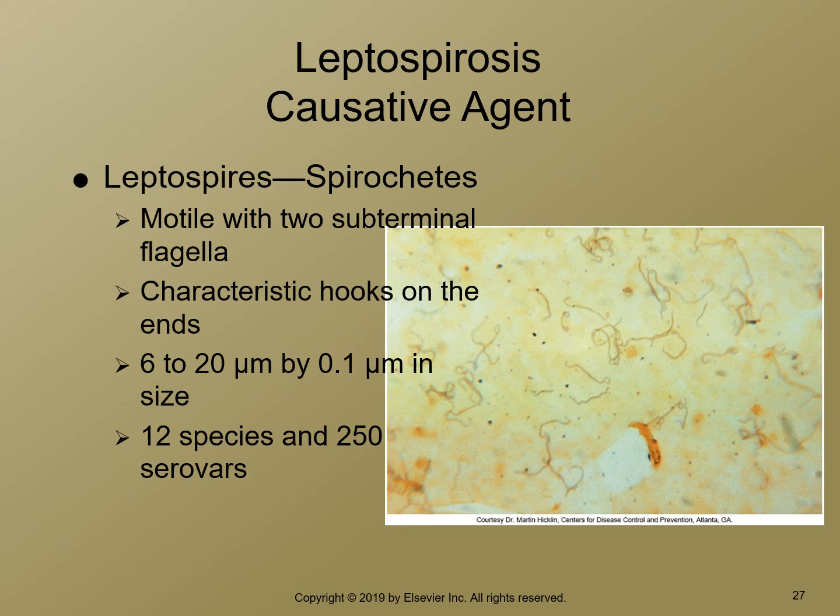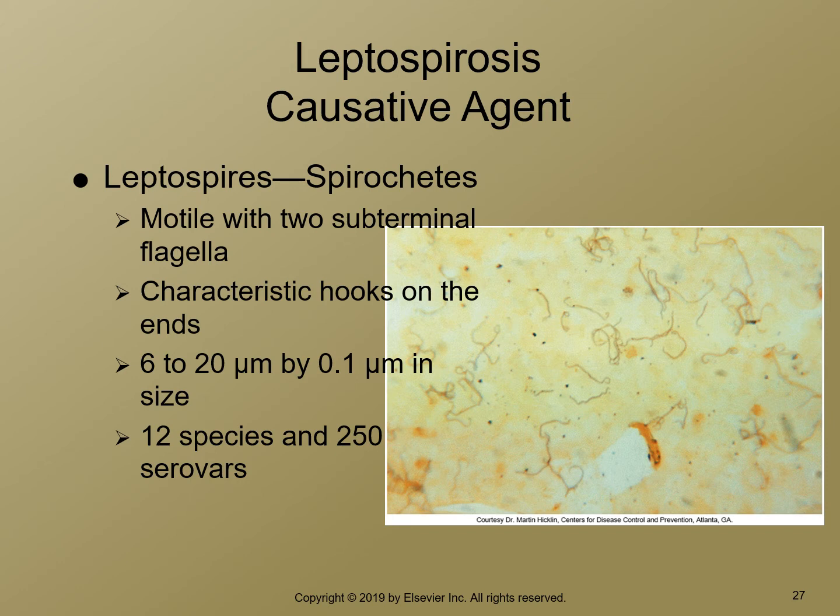Leptospirosis is the next zoonotic disease we'll talk about that involves contact with an animal source. Remember, leptospires are spirochetes. They measure about 6 to 20 micrometers in size. They're motile, and they have 2 subterminal flagella, and the hooked cells can be seen on the end.